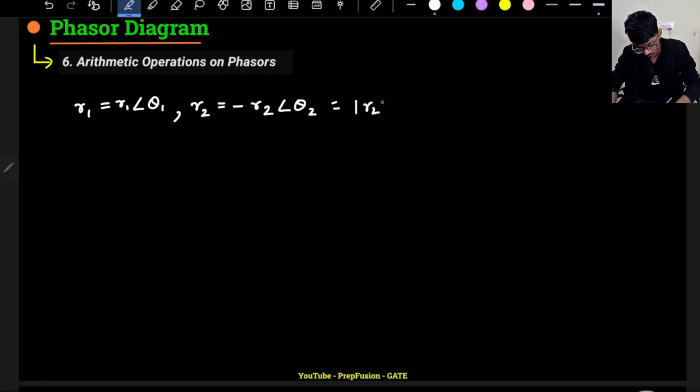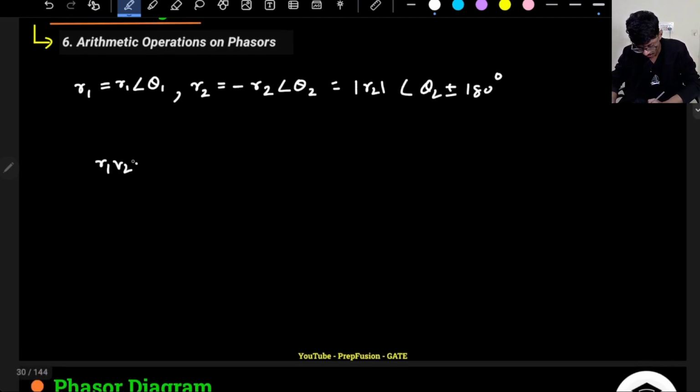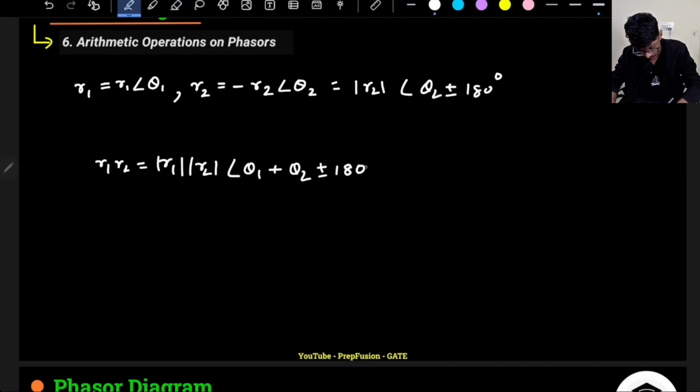You write here magnitude of R2 and theta 2 either plus or minus 180, both of them are saying the same thing only. You write this in standard format, then you multiply. That will be my recommendation. So you will multiply R1 R2. Your R1 R2 will simply be equal to magnitude of R1 into magnitude of R2 at angle theta 1 plus theta 2, and of course don't forget this extra angle plus or minus 180 degrees. Both will work, either positive or negative.